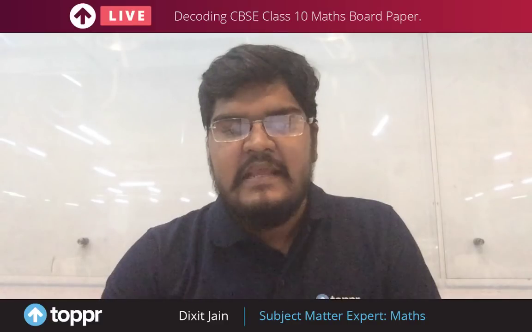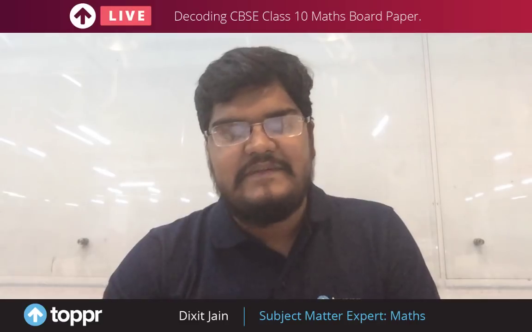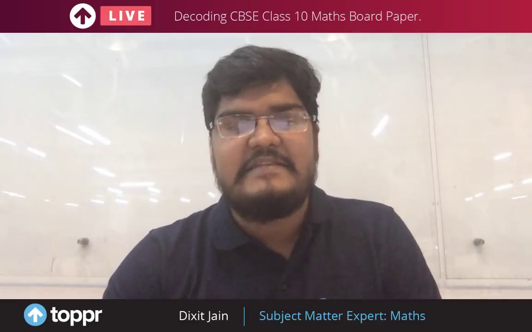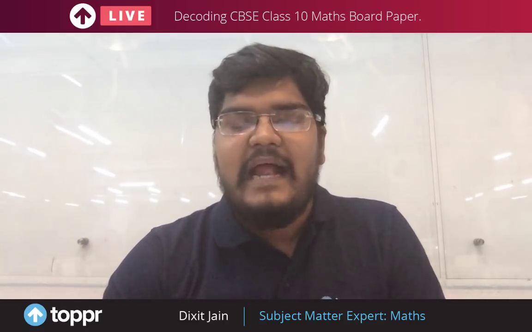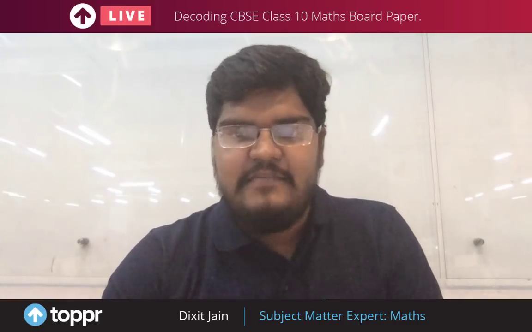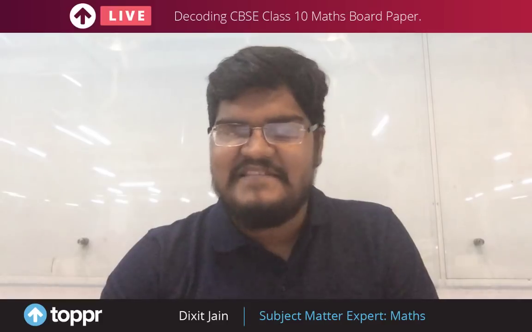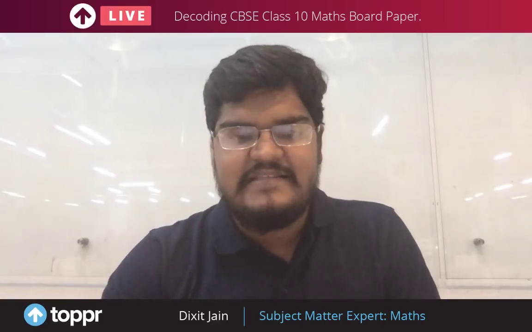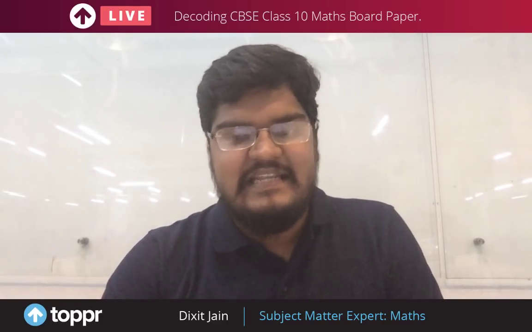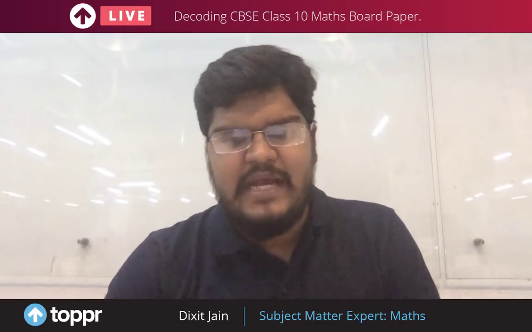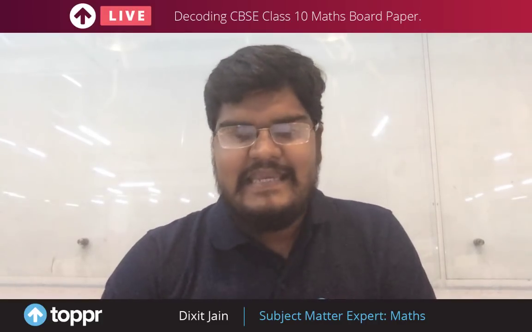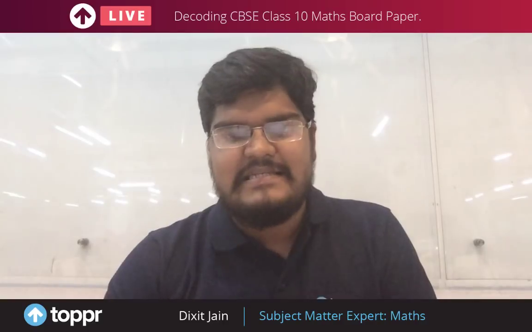Then quadratic equations: last year it was 13 marks, but this year the weightage was only 1 mark. Arithmetic progression: last year 10 marks came, but this time only 7 marks. Triangles: last time 0 marks, but this time 15 marks. Coordinate geometry: last year 11 marks, this year 9 marks. So this was more or less quite close to last year's number.